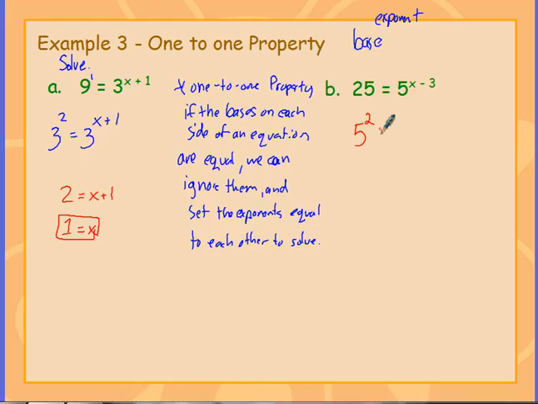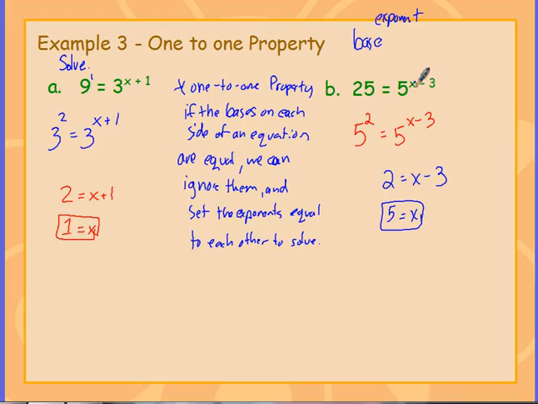5 squared is 25. Does everybody agree with that? So I have 5 squared equal to 5 to the x minus 3. Now that my bases are the same, I can set the exponents equal to each other. So I have a new equation: 2 equals x minus 3. Now solve for x. Add 3, x is equal to 5.